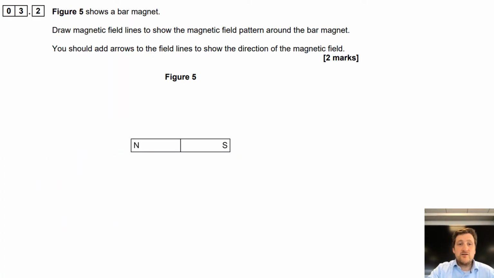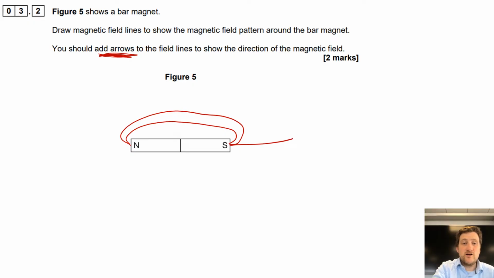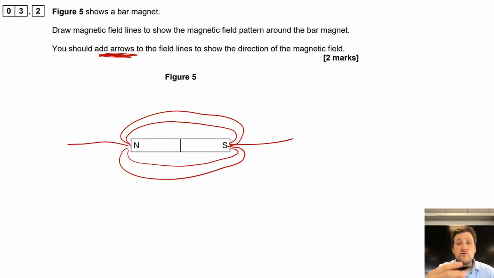Draw magnetic field lines to show the magnetic field pattern. Again, we're looking at 2 marks because it says you should add arrows. You can draw all these lines to say, yep, I absolutely know what the magnetic field lines should look like, but if you don't add the arrows, you're going to lose the marks. So we have to make sure the arrows show that the magnetic field lines are going from north to south: they're going into the south and going out of the north for those 2 marks.